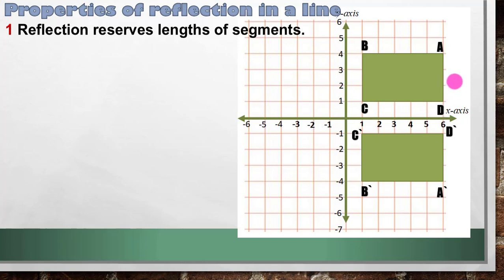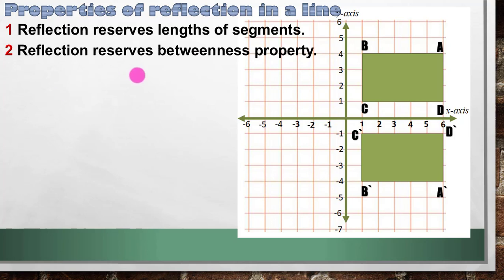What does it mean, Mr. Ahmed? Here AD equals 3, A'D' equals 3, BC equals 3, B'C' equals 3, AB equals 5, A'B' equals 5, CD equals 5, C'D' equals 5. So the lengths of the segments in the rectangle ABCD don't change in the reflected image, so it preserves the length of a segment. This is the first property.